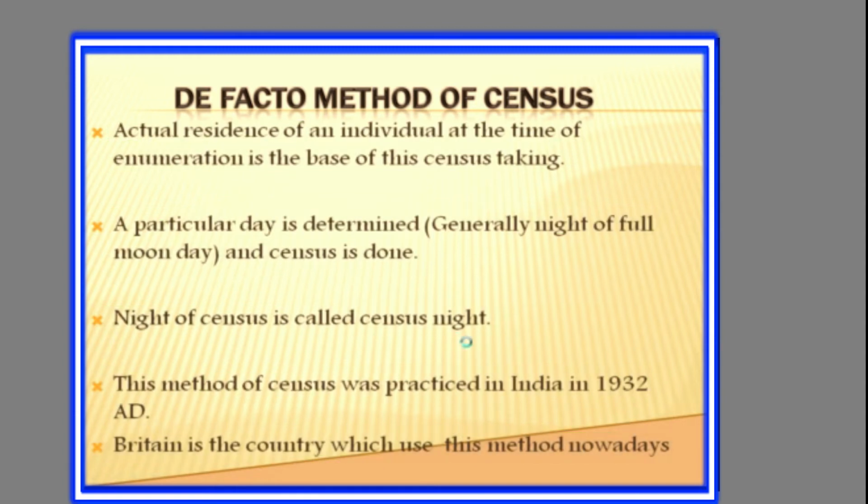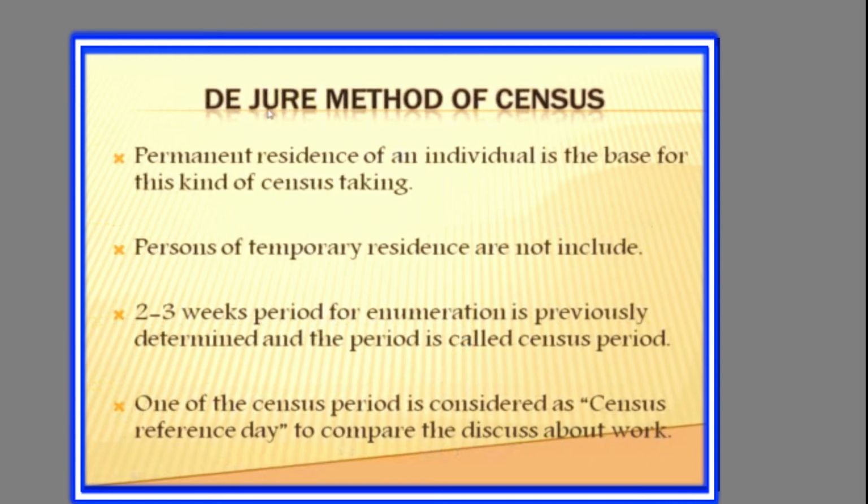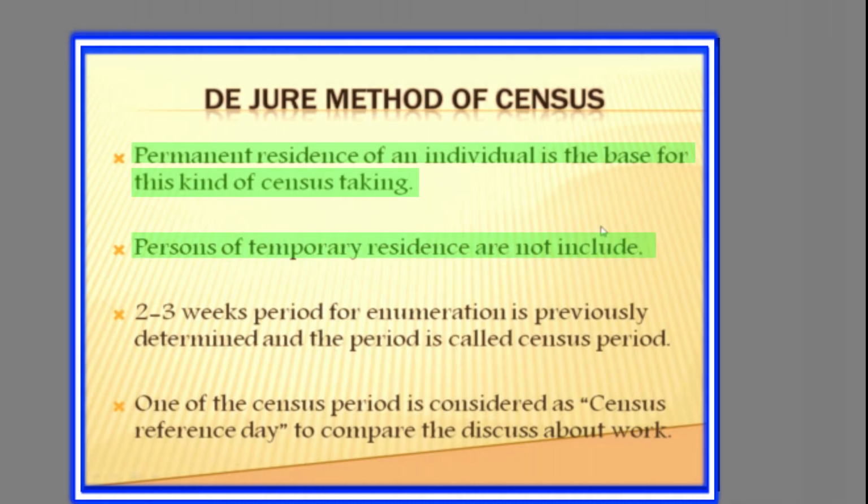Now let's know about the de jure method. The permanent residence of an individual is the base for this kind of census taking. It means I have to be in my permanent residence during the time of taking the census. Persons of temporary residence are not included. It means if I am temporarily living in some place, I am not included in the census.